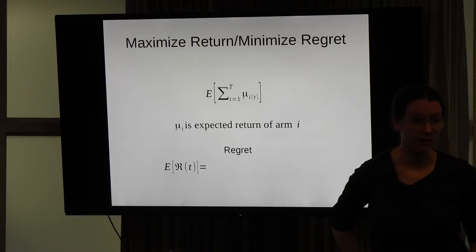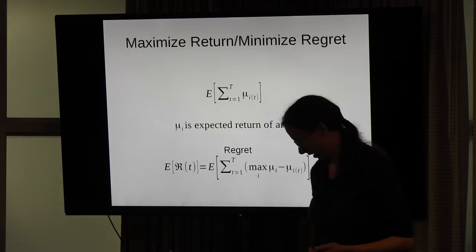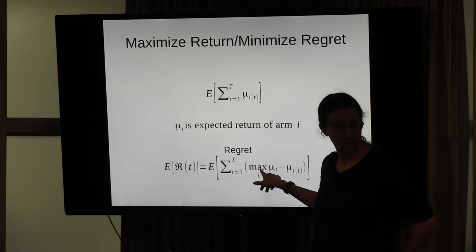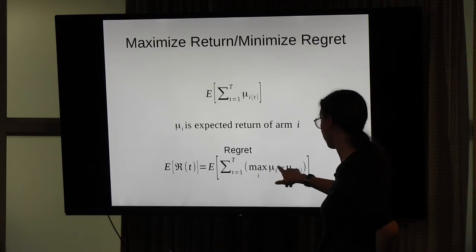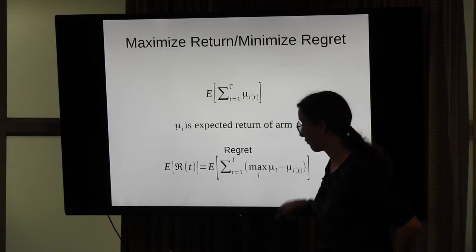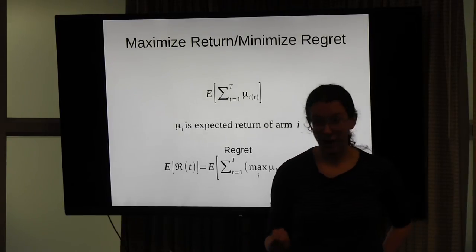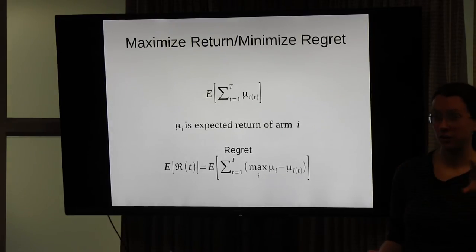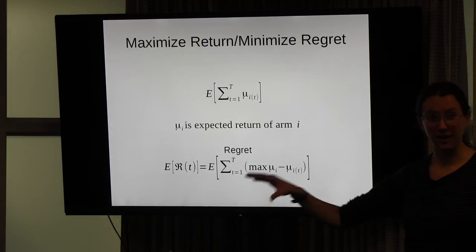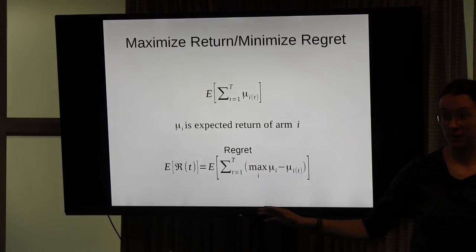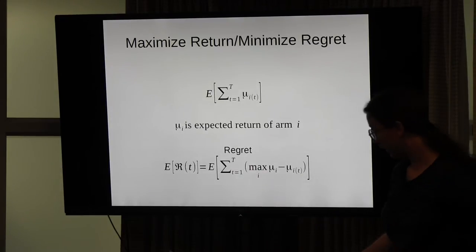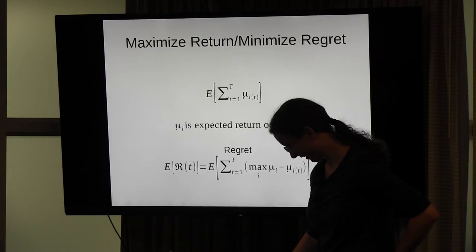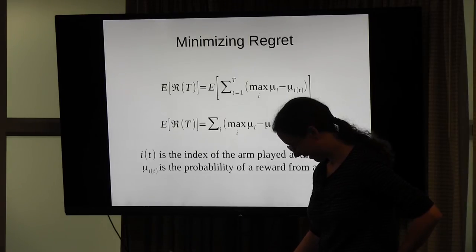Mathematically, if I did pick the optimal policy, here's my expected return. I'm going to subtract from that the expected return from the one I actually did pick. What's the difference between the best one that I could have picked and the one that my policy decided to pick? And you can write this in a different way, I think I did that in the slide.